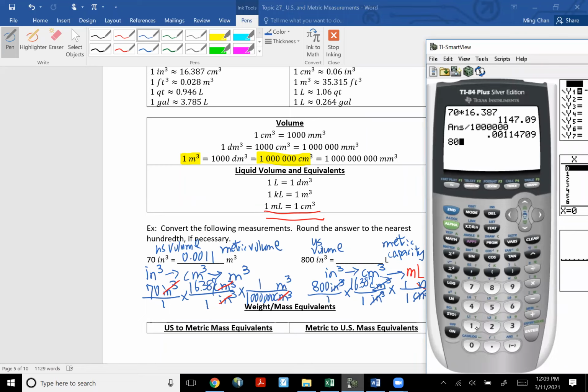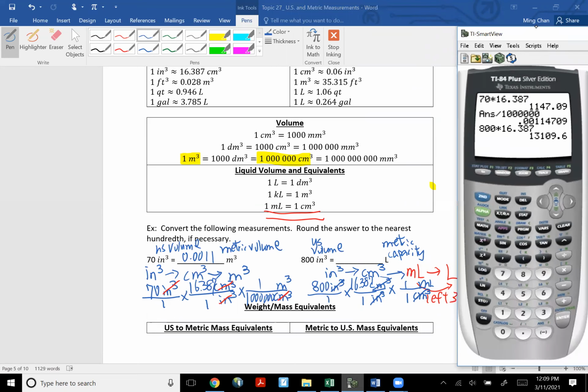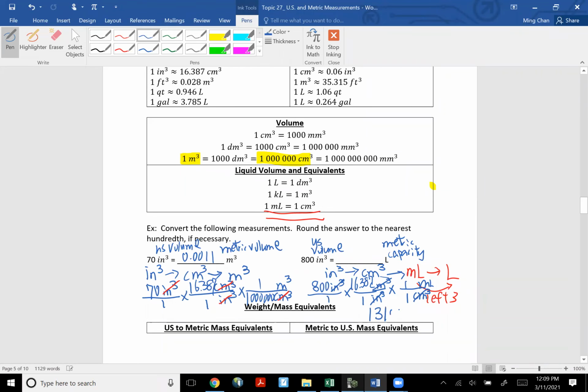So 800 basically times 16.387. This is how many milliliters? 13109.6, right? Milliliters. To go to liters, I need to move my decimal 3 places to the left. 1, 2, 3. So my answer is 13.1096. So if I round to the nearest hundredth, that will be 13.11 liters. Okay.